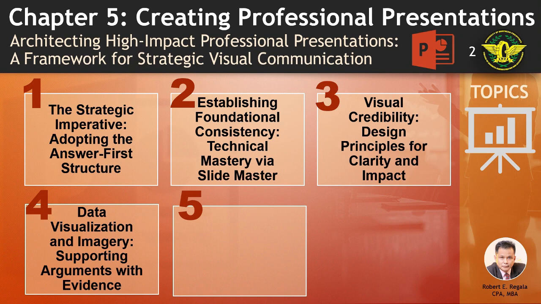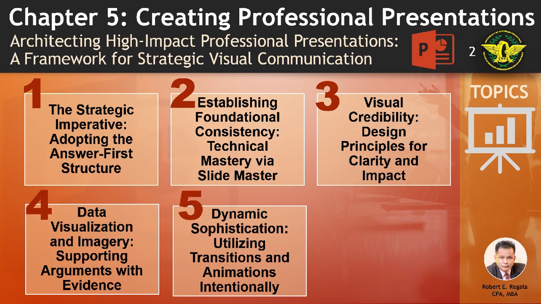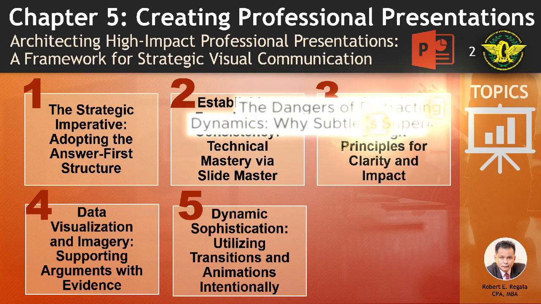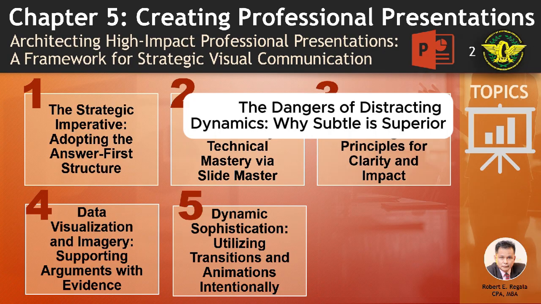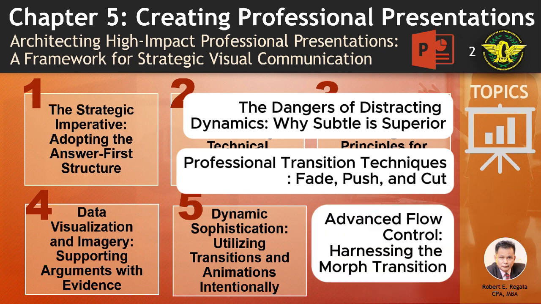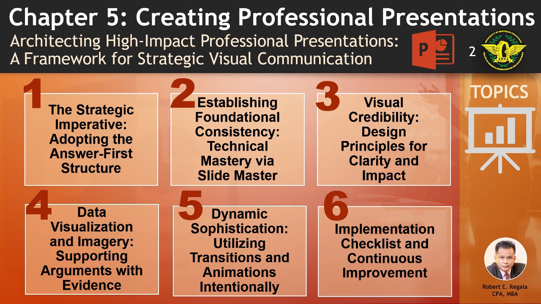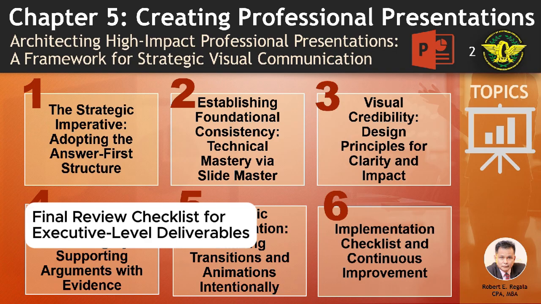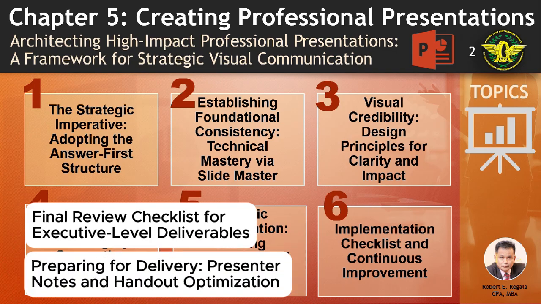The fifth topic is dynamic sophistication, utilizing transitions and animations intentionally, and it discusses the subheadings: the dangers of distracting dynamics, why subtle is superior, professional transition techniques, fade, push and cut, and advanced flow control, harnessing the morph transition. The last topic, implementation checklist and continuous improvement, discusses two main points: final review checklist for executive level deliverables, and preparing for delivery, presenter notes and handout optimization.